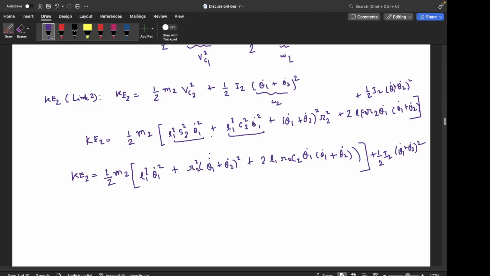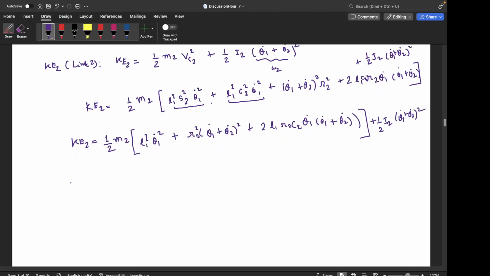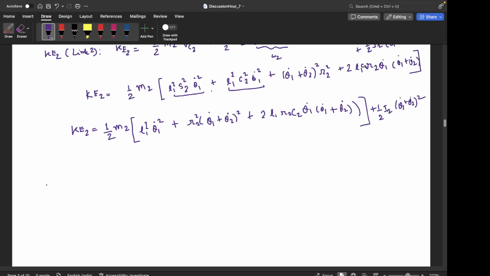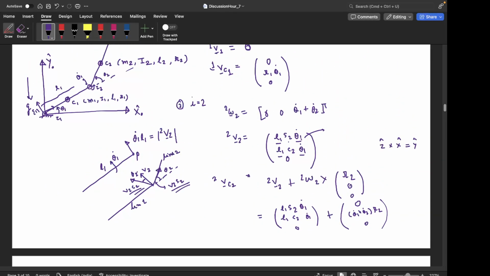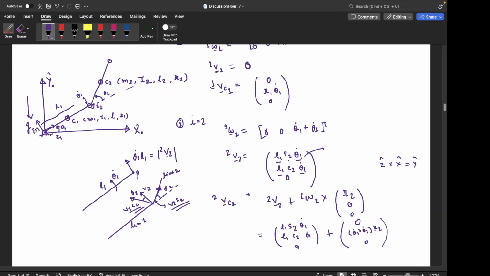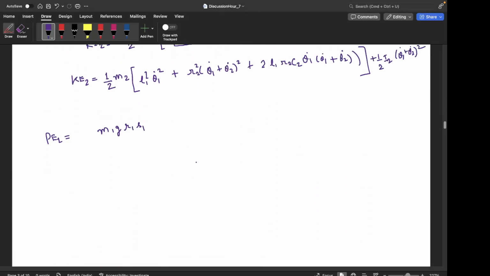Okay, so this is link 2. Now let's write the potential energy. P1 is M1 G R1 S1, because if you look at the diagram here, R1 is the distance of the center of mass from the origin and theta 1 is the angle, so R1 sine theta 1 is the height along the vertical axis, that is along the gravity. So M1 G R1 S1, that is MGH.